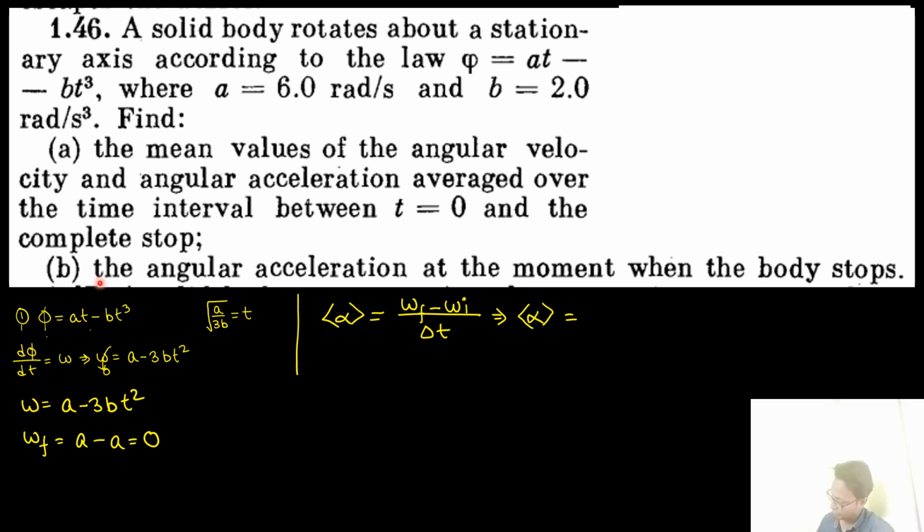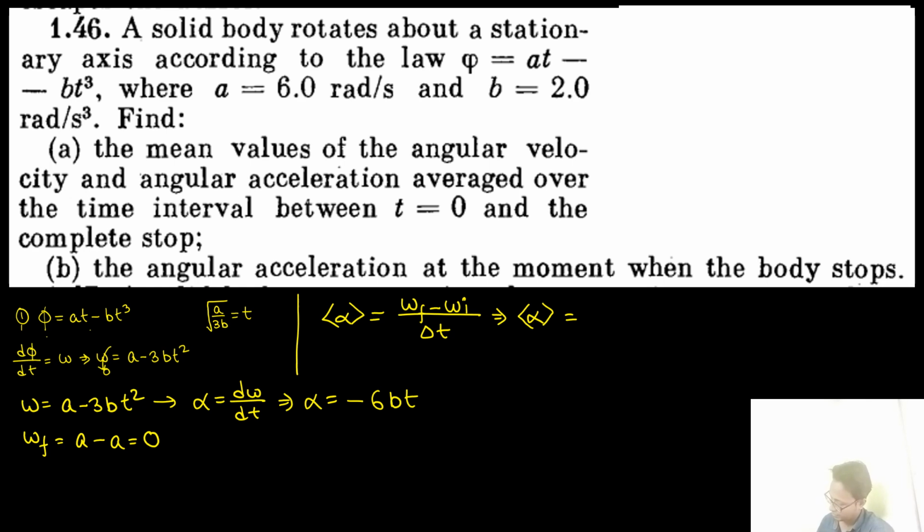Now the second part of the question, the angular acceleration at the moment when the body stops. So what is the time when the body stops? T is equal to (a by 3b) to the power 1 by 2. So I found the equation of velocity. How do I find the equation of acceleration from the equation of velocity? Yes, acceleration is the rate of change of velocity, or alpha is equal to minus 6bt.